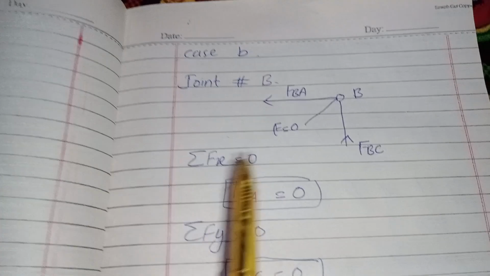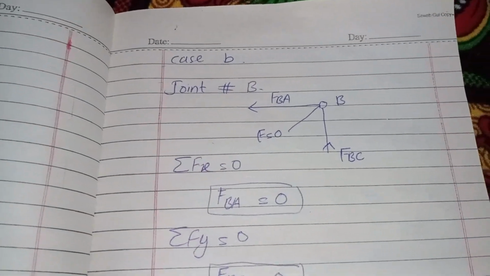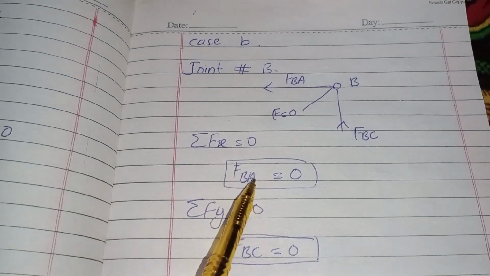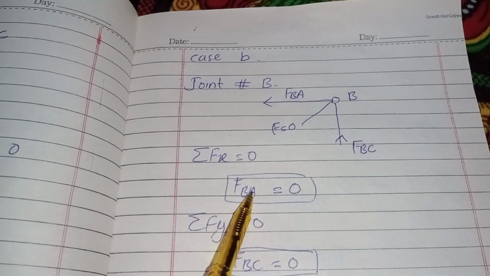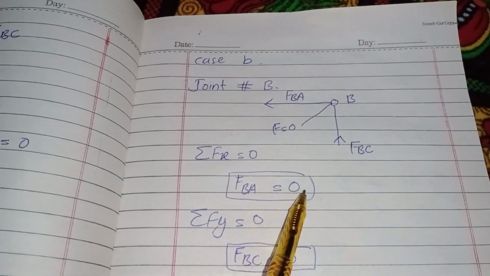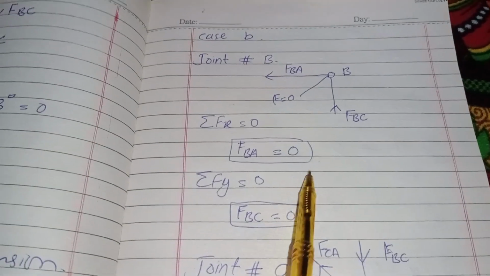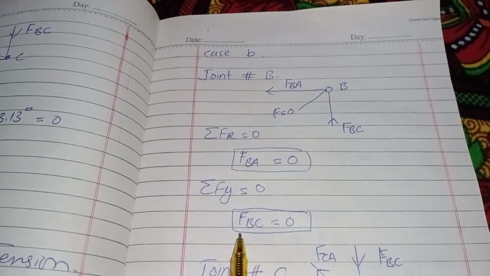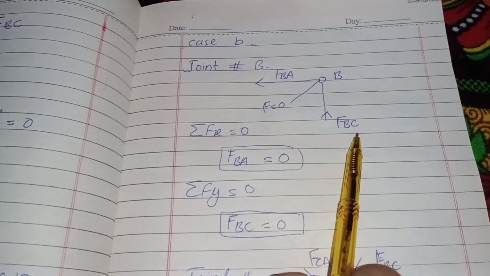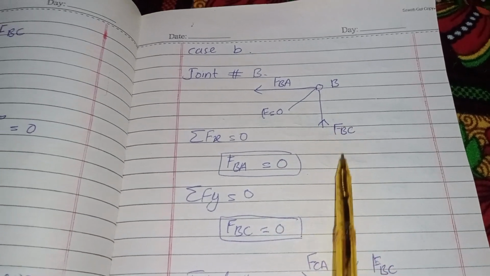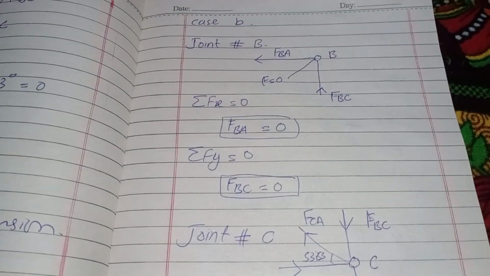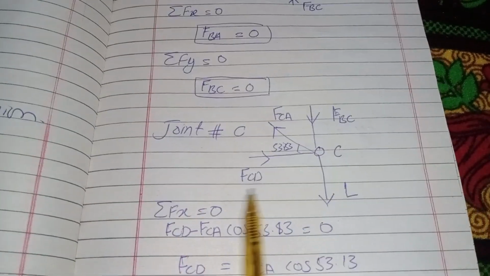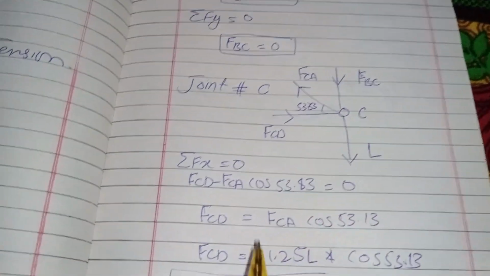Now I also want to take joint B. Summation of all horizontal forces equal to 0. So there is only one force, which is FBA. FBA equals 0. In this case also FBA is equal to 0. So summation of all vertical forces equal to 0. So there is only this force, FBC. FBC is also equal to 0. Now I want to analyze joint C. At joint C there are 4 forces acting.